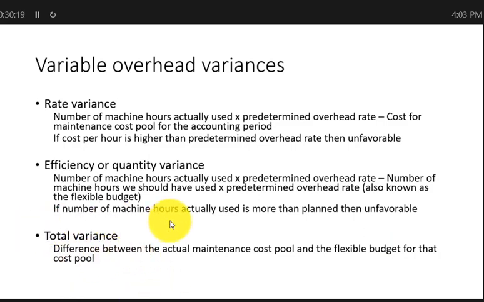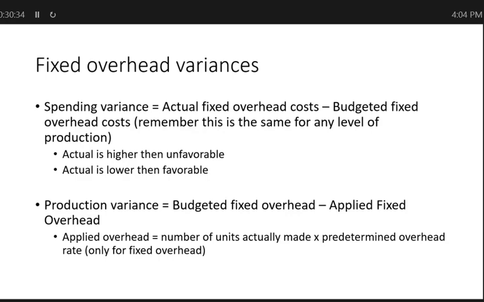Okay, and then our total variance is the rate plus the efficiency variance, the difference between what we actually spent on maintenance and what the flexible budget for that cost pool, given that we were going to make 100 units. Now, that's all the variable costs, and that's probably where we spend most of our time with our variances, because that's where we have the greatest amount of control over our costs and determining what they are, and we expect to see them respond to these changes in volume.